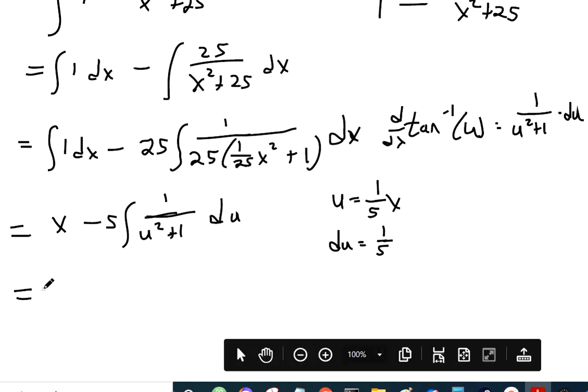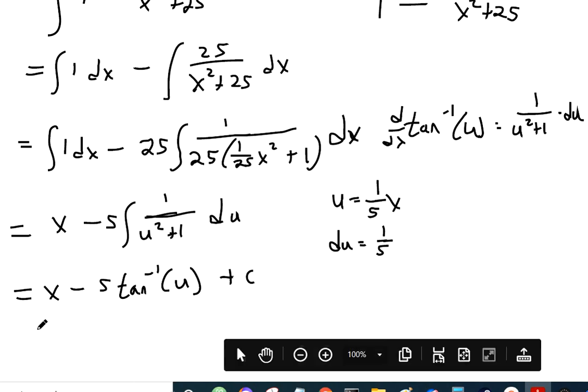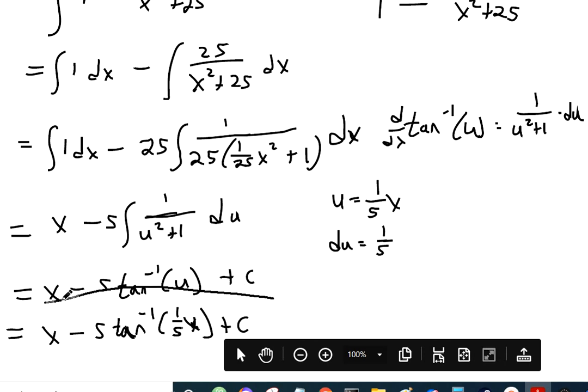Okay, and finishing up, now we know this is arctangent, or tan to the negative 1. I hate this notation, but we see it a lot. It looks like it's tangent to the negative first. Let's see. Plus that arbitrary constant c. I think we've got everything here. Arctangent u is 1/5 x. And there, now we're done.